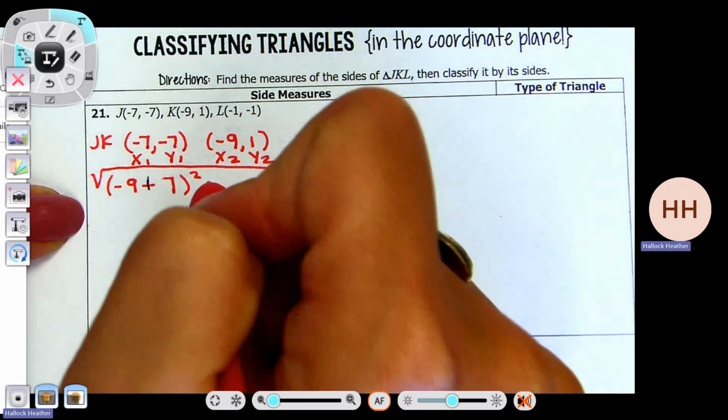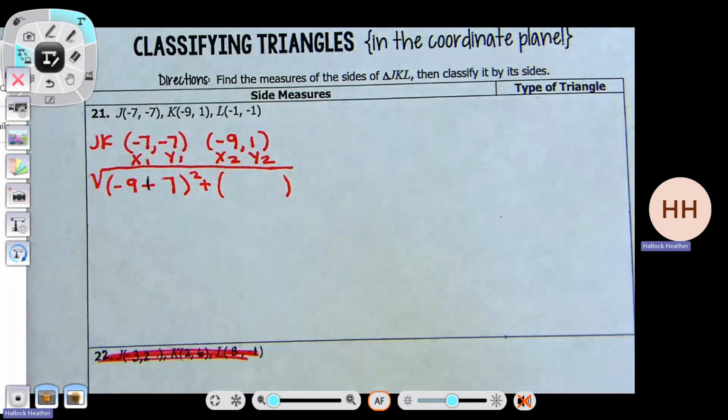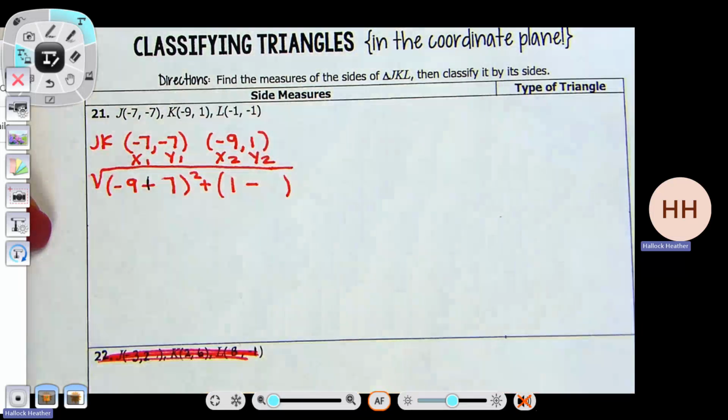Okay. Squared plus, in parentheses, I'm doing the same thing. Y2 minus Y1. So what is Y2? 1. And I'm minusing what?